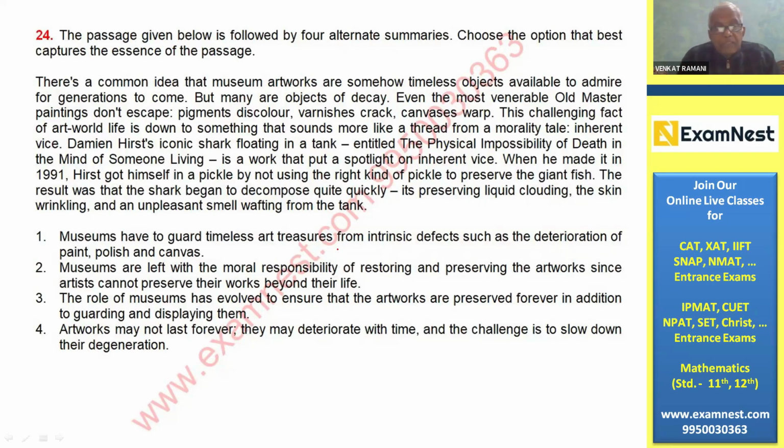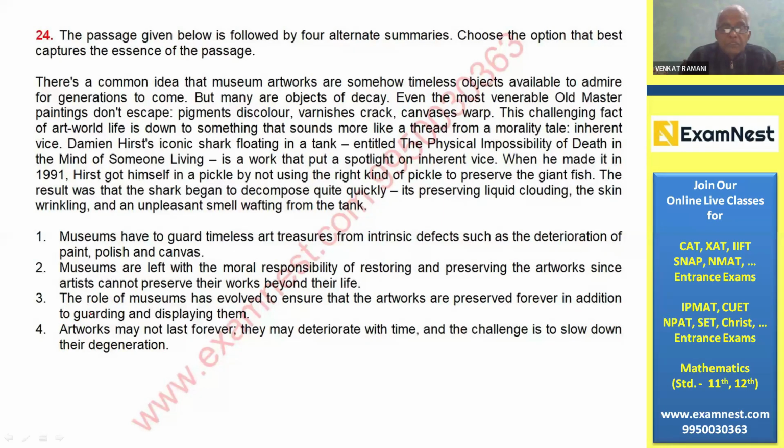Museums have to guard timeless art treasures from inherent defects such as the deterioration of paint, polish, and canvas. He's only emphasizing museums. He's not talking about the artworks. Try to understand, the central point in the passage is about protecting the artworks. Here he has prioritized the museum, you see. Museums are left with the moral responsibility of restoring and preserving the artwork, since artists cannot preserve their works beyond life. Why shift everything to the museum? That is my point. It's a general thing. So why put everything on the museum?